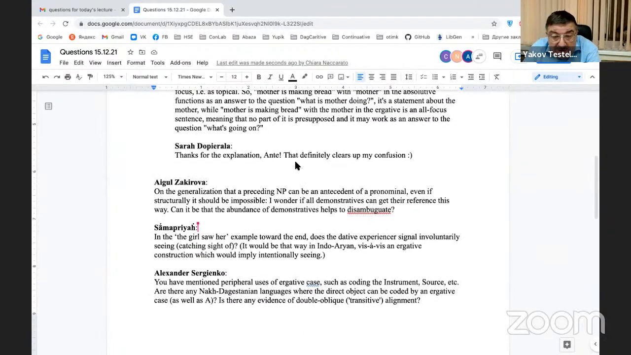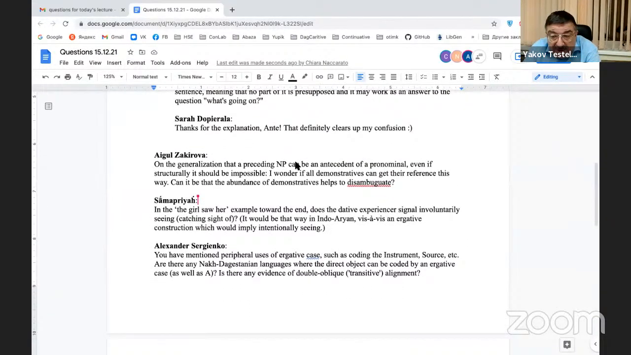In the girl example, does the dative experiencer signal involuntarily seeing, catching sight of? Yes, it is seeing involuntarily. It's see, not look, exactly.